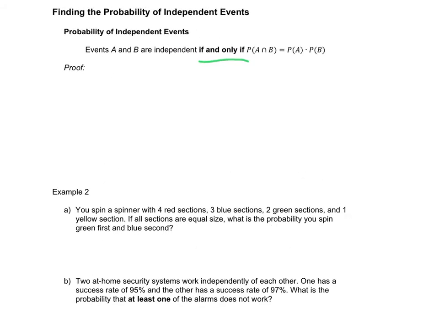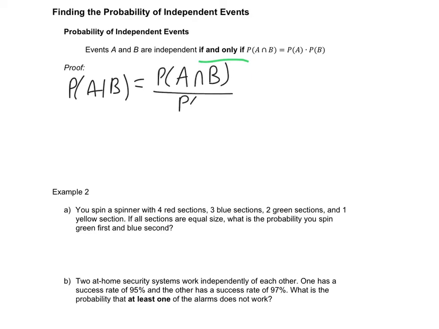Let's look at a proof here. Events A and B are independent if and only if the probability of A overlap B, or probability of A and B, equals P of A times P of B. So for this proof, we're going to use a statement that we used for conditional probability. We're going to start off by saying probability of A given B is the same as probability of A overlap B over P of B. And that was the definition of conditional probability.